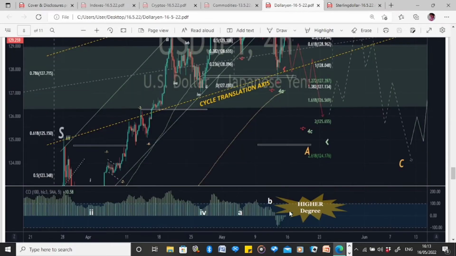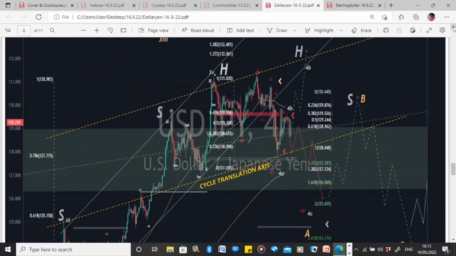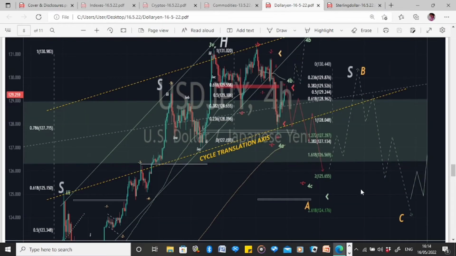This is a confirmation of high degree because it's negative. So the worst that can happen is that it's going to be doing a flat, meaning it's going to be doing a 4B higher like this and then move lower. Now the projections are that this has already finished and concluded wave 3.